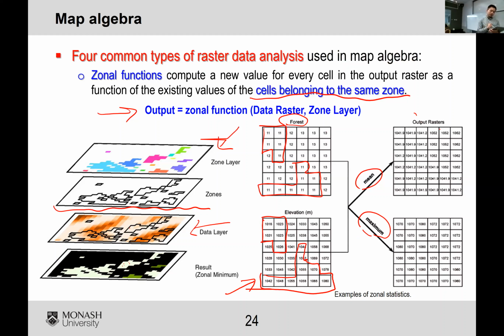And then in the output raster, you'll see all the cells in these zones have the same value as a result of the mean of all these values here in the elevation raster. Okay, so here is how you get the mean elevation for different cells in the same zone. So now all the cells that belong to that zone will get the same value. And it's the same for the maximum operation. So you see all the cells within the 11.